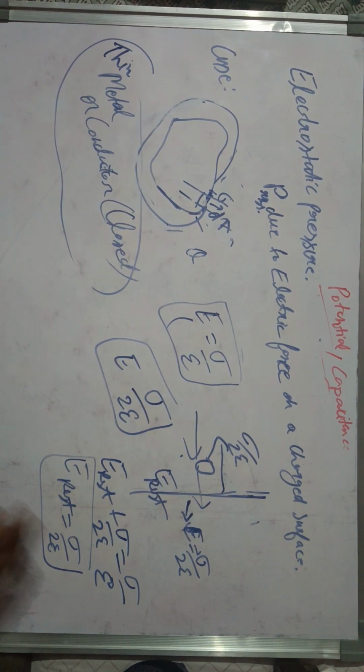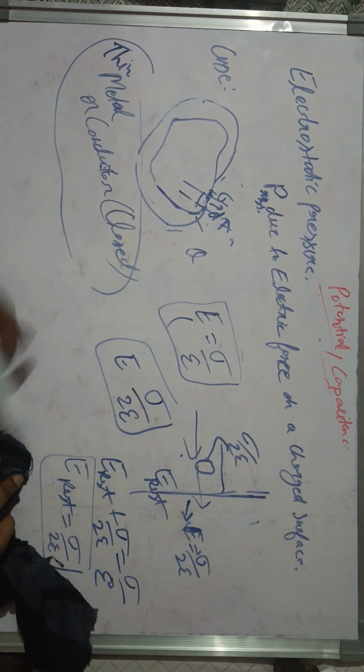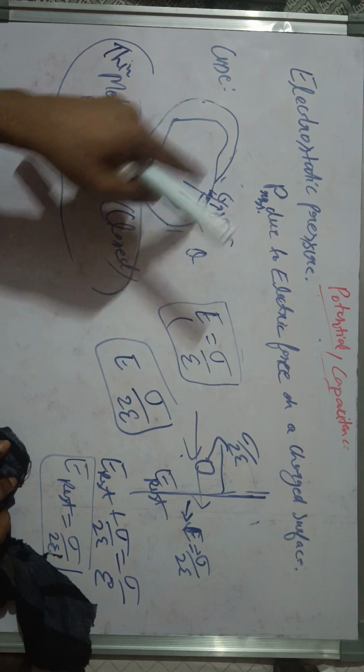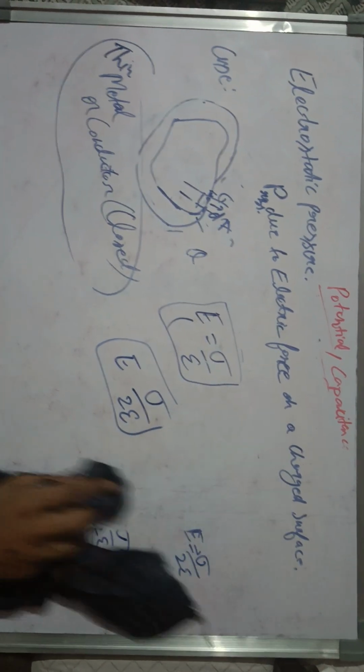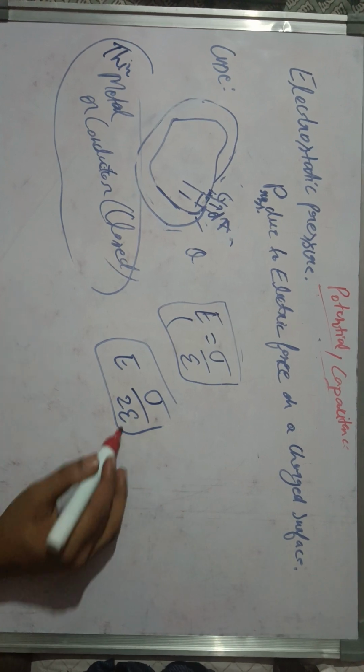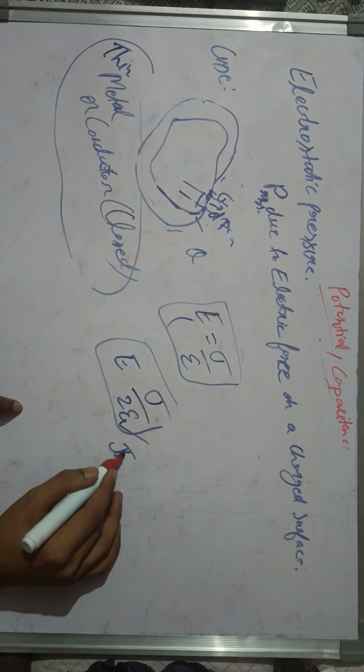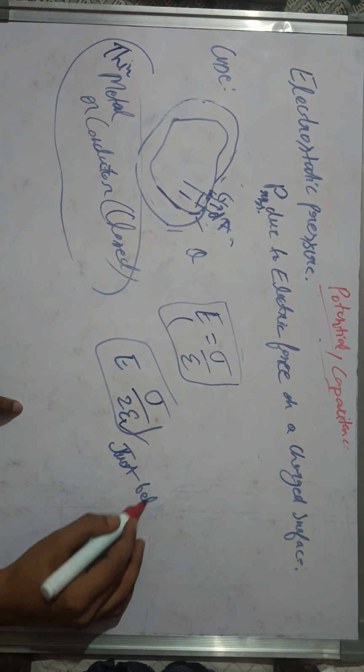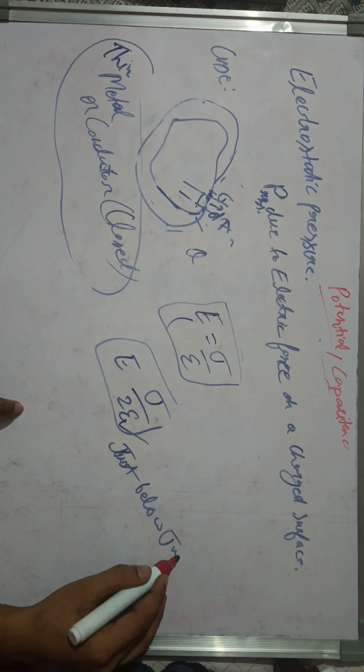So the electric field just at the surface, just below the surface, is this. This is the electric field just below the surface.